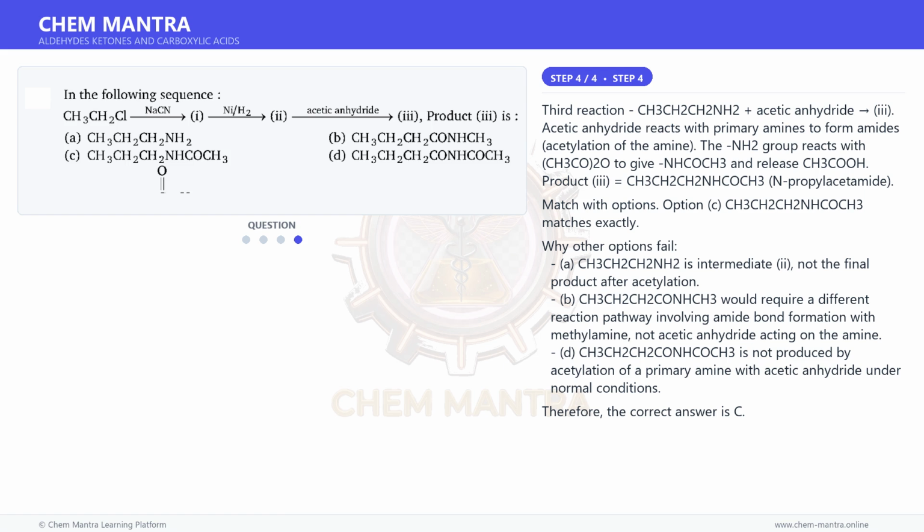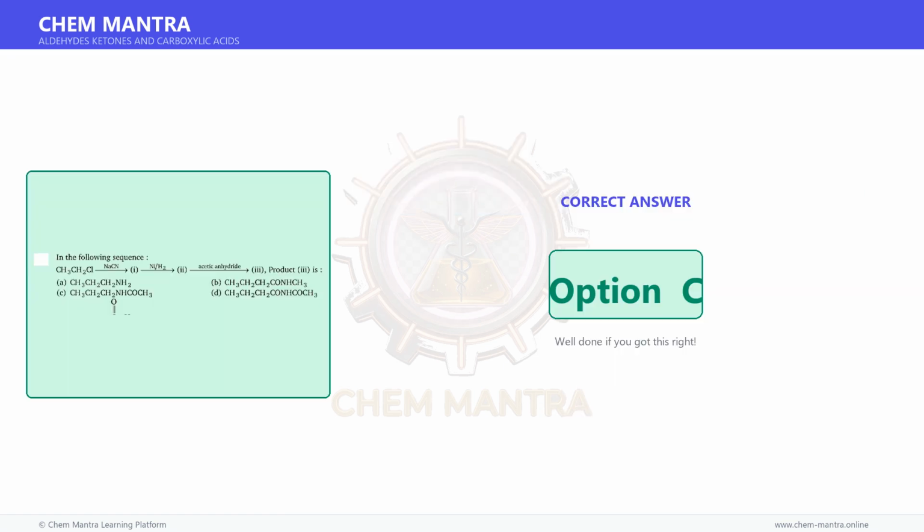B, CH3CH2CH2CONH3 would require a different reaction pathway involving amide bond formation with methylamine, not acetic anhydride acting on the amine. D, CH3CH2CH2CONH3 is not produced by acetylation of a primary amine with acetic anhydride under normal conditions. Therefore, the correct answer is option C.